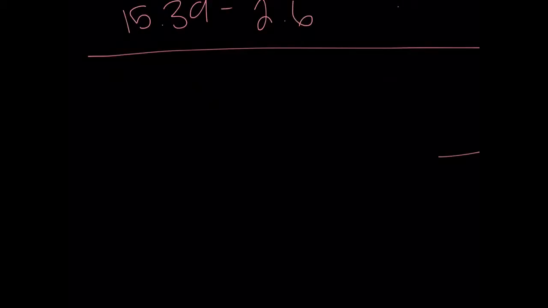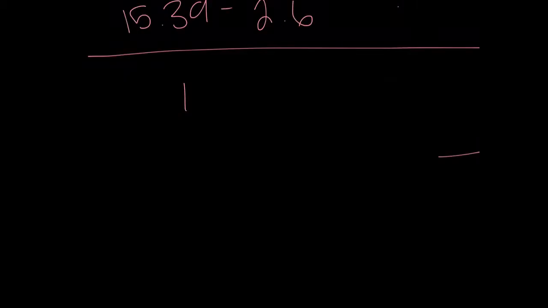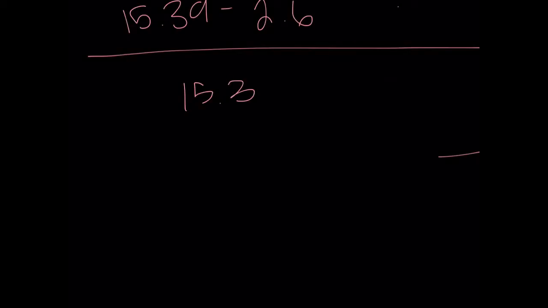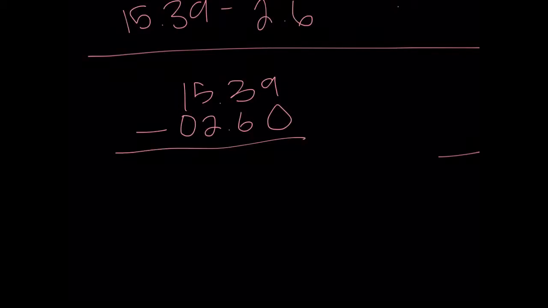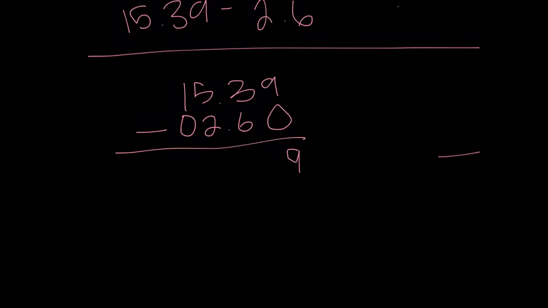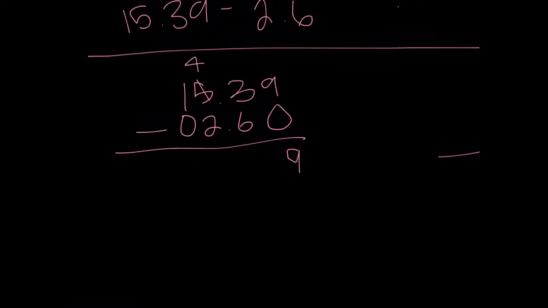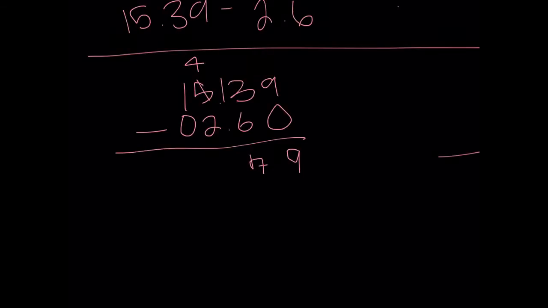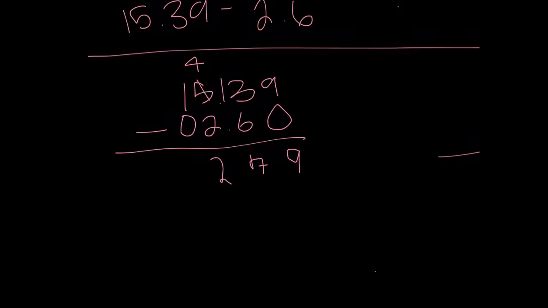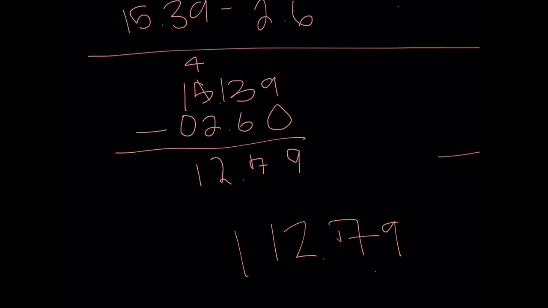Okay, so now we're going to do subtracting decimals. So you want to line them up so it's 15 and 39 hundredths minus 2 and 6 tenths. And I'm going to put my zeros for the placeholder. So 9 minus 0 is 9. Then you can't subtract 3 minus 6, so you're going to have to borrow right here and get 4, and so 13 minus 6 is 7. 4 minus 2 is 2, and 1 minus 0 is 1. So you get 12 and 79 hundredths.